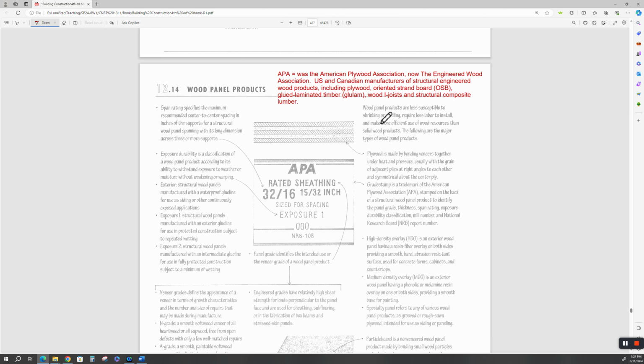Now, wood panel products are less susceptible to shrinkage and swelling, and they require less labor to install. They make more efficient use of wood resources than solid wood products. The following are the major types of wood panel products. You've got plywood. It's made by bonding veneers together under heat and pressure, usually with the grain of adjacent plies at right angles to one another. Each one of these plies is 90 degrees to the next, so the grain runs in one direction and this grain's running in another direction. Then we switch back and change directions, and then the final veneer is put on there.